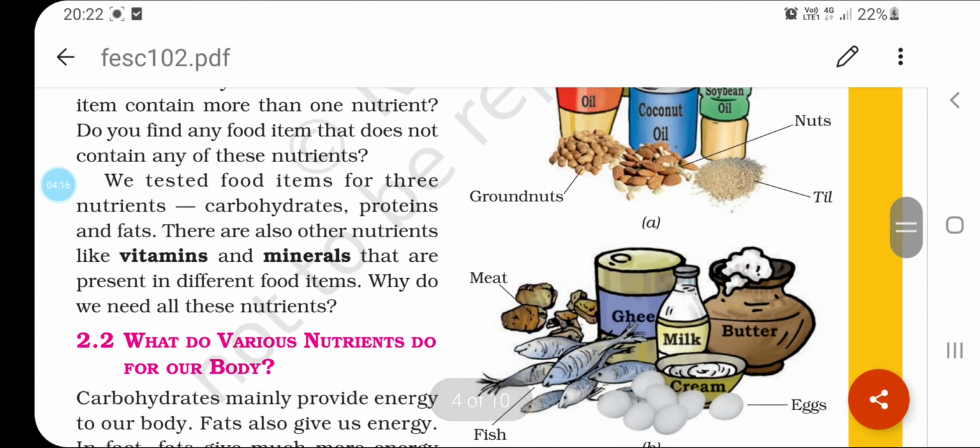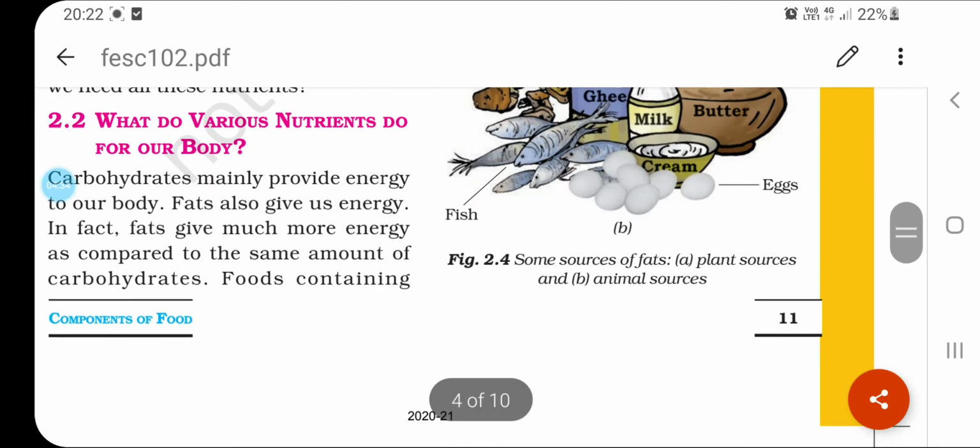We tested food items for 3 nutrients: carbohydrates, proteins and fats. There are also other nutrients like vitamins and minerals that are present in different food items. Why do we need all these nutrients?